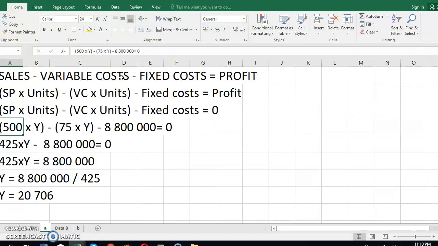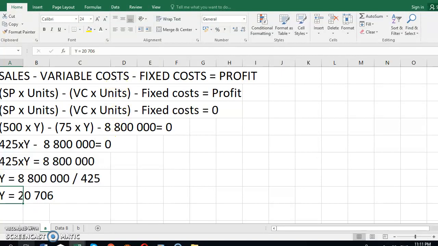So selling price of 500, variable cost 75, fixed cost 8.8 million, and it's to break even, and we basically just solve for x. In this case I've used y as my unknown. It doesn't matter what you use, but you just solve for x, and then I get to 20,706 tickets that need to be sold in order to break even.